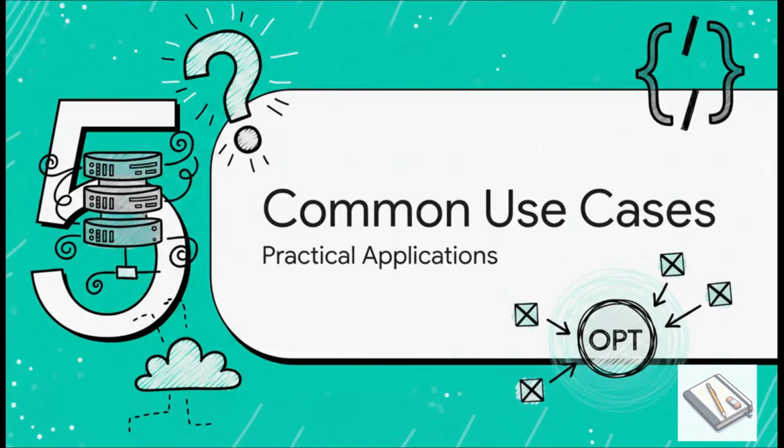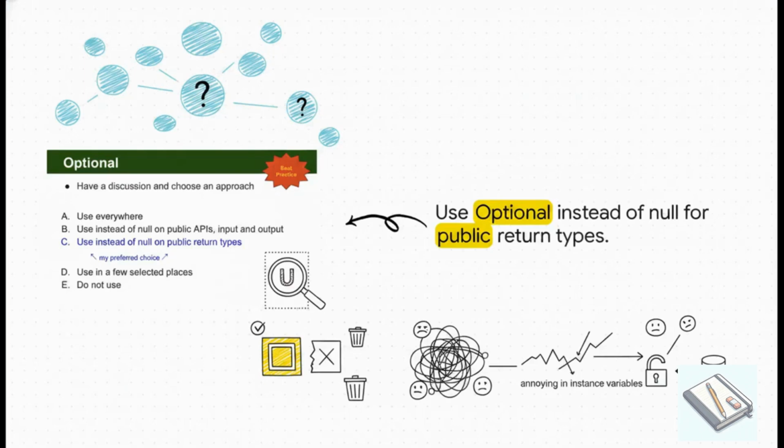All right, section 5, common Optional use cases. So where do we actually use this? The biggest best practice is to use Optional instead of null on public return types. This is exactly what the JDK architects designed it for. Let's say your API can't find a user in the database. Return an Optional user. The person calling your API instantly knows the value might be missing, and they're forced to handle it safely.